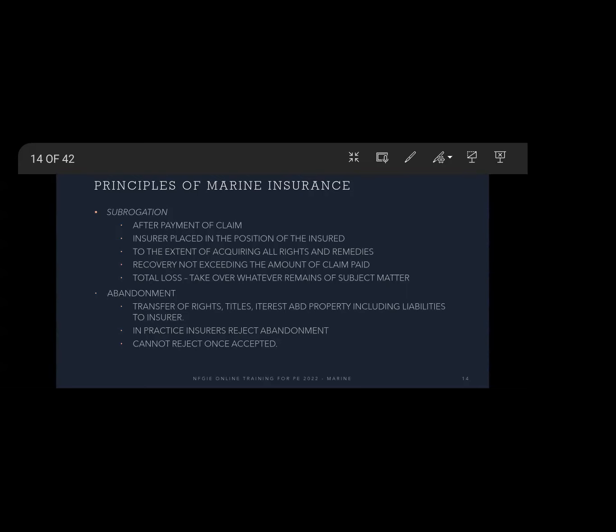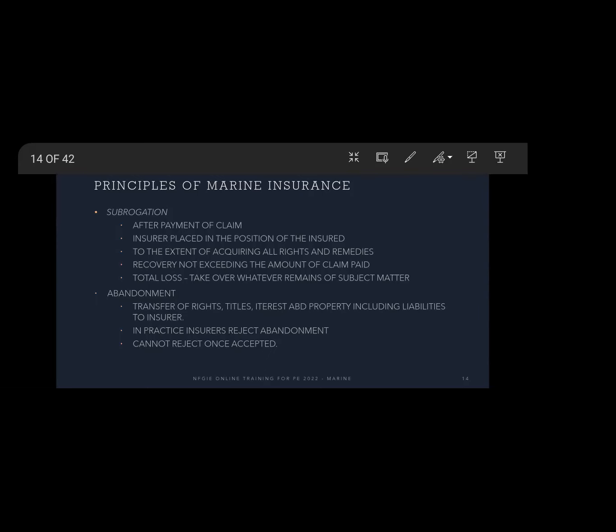Now, the important point in subrogation is that in case we are settling a claim and tomorrow we are able to recover some amount, and that amount is more than the amount for which we have settled the claim, then we have to pay whatever excess we have recovered back to the insured. Okay, you note this point. Another thing is only rights and remedies are transferred. Nothing else is transferred.